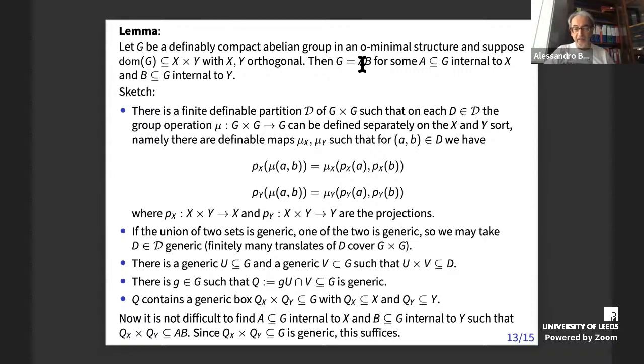So you essentially can take A and B to be Q_x and Q_y, or something very related to it, modulo some translations. So now it's not difficult to see how to find A and B as desired. It's a process of further refinements of generic sets. So you have boxes inside generic sets, boxes in two different senses, one in the sense of G times G and the other in X times Y. So this is essentially the case of definably compact abelian groups.